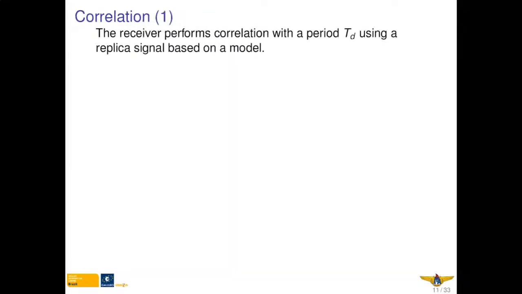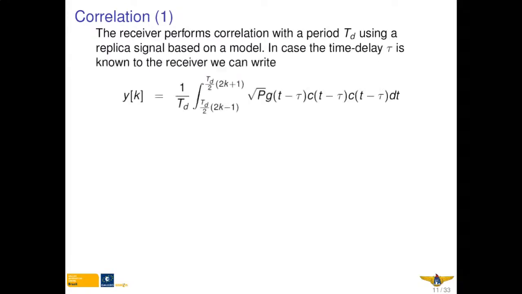The receiver performs correlation with a period T_D using a replica signal based on a model. Usually this model is based on the signal in space interface control document, which is available for all the systems. And with this, the receiver creates a replica signal in order to correlate the received signal with this. So in case the time delay tau is known to the receiver, we can now write the correlation.